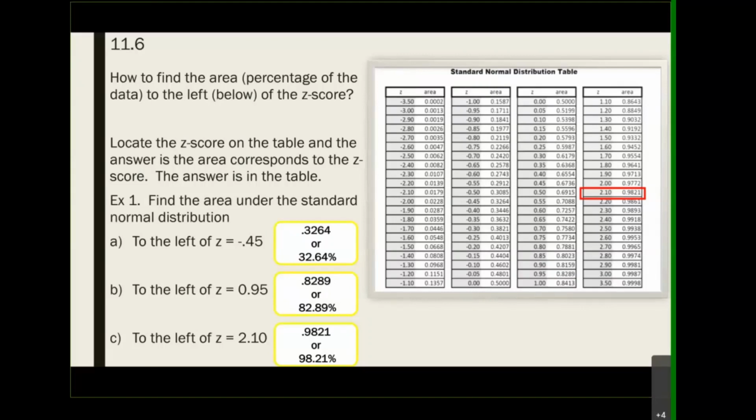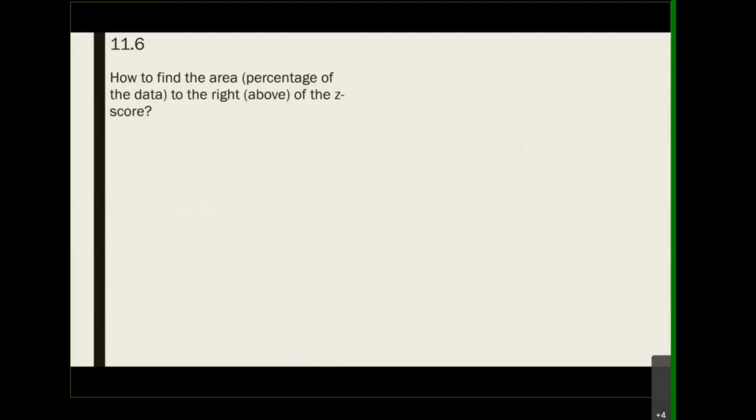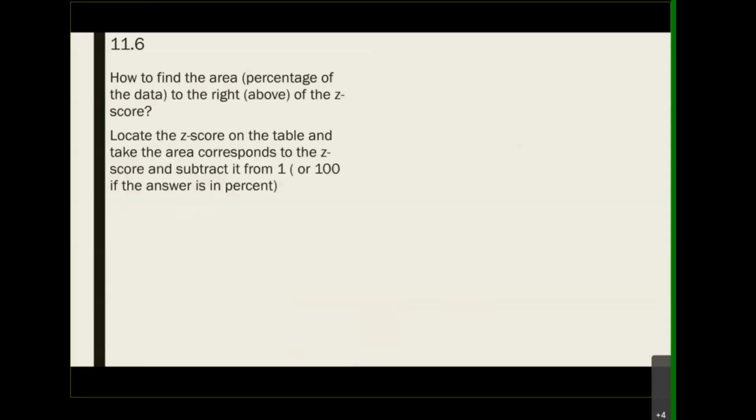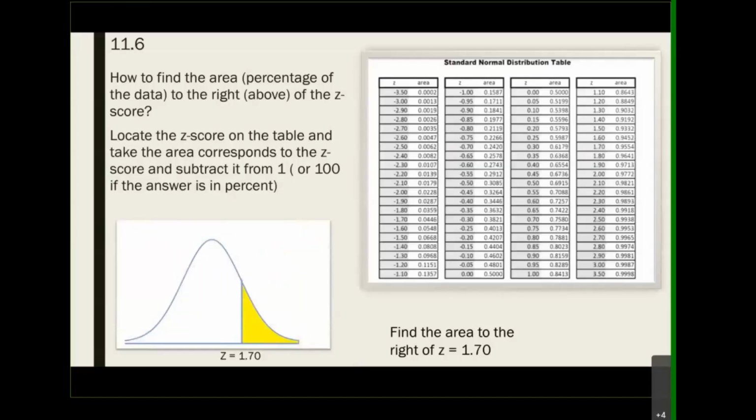Now, how do we find the area to the right? It is a little different, because the z-score they give us is the area to the left of that item. For instance, if they ask us to find the area to the right of the z-score of 1.7, then 1.7 is my boundary, and I'm looking for the area to the right. Everybody see that the yellow shaded region is the area I'm looking for.